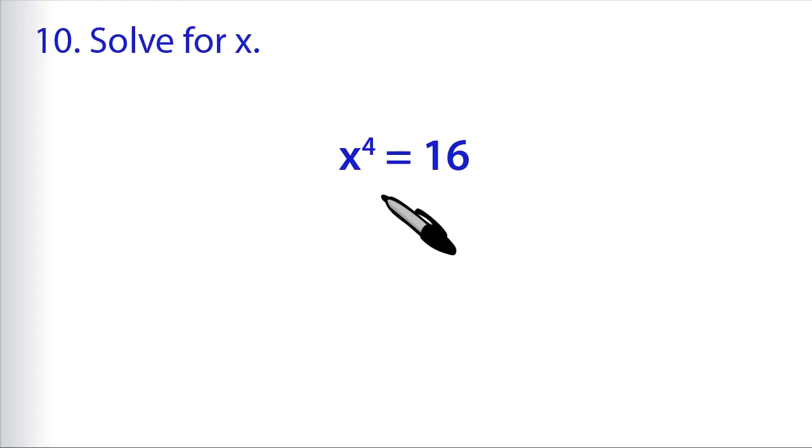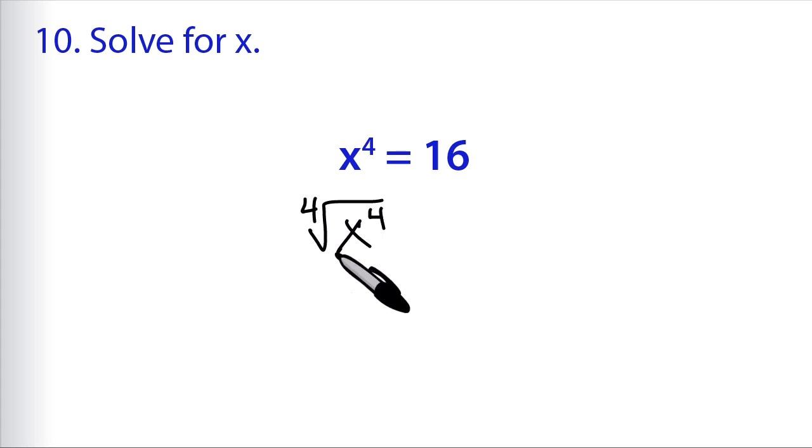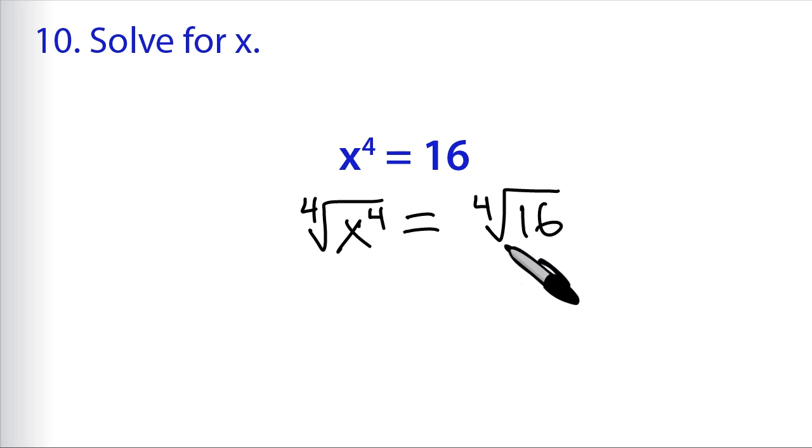Problem 10, solve for x. And we have x to the fourth power equals 16. So we need to undo this being raised to the fourth power. And to undo that, we take the fourth root of this whole thing. So the fourth root of x to the fourth equals, we have to do the same thing over here. So we take the fourth root of 16. And with fourth roots and other even roots, like square roots, the answer can be plus or minus. So the fourth root here, and being raised to the fourth power, cancel each other out, leaving x.